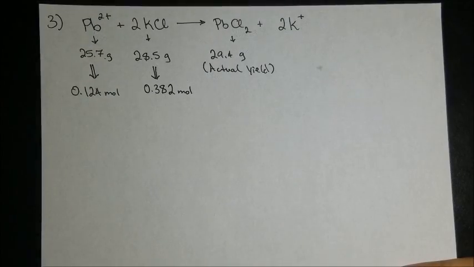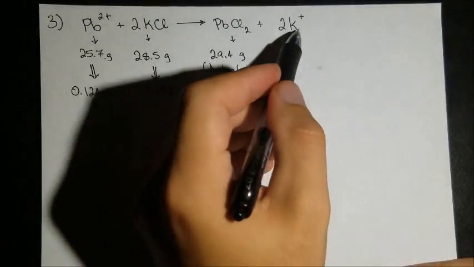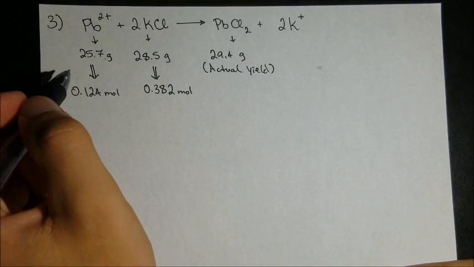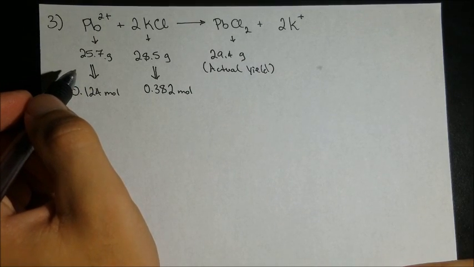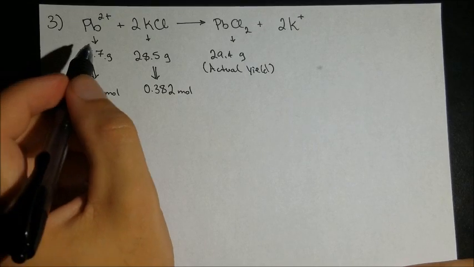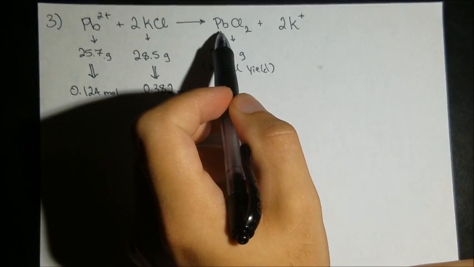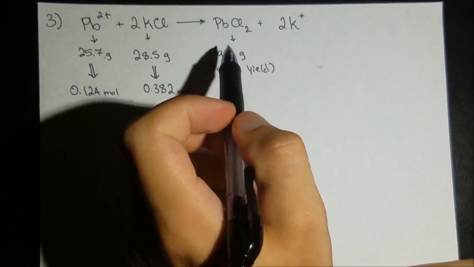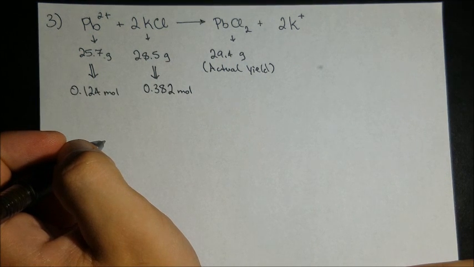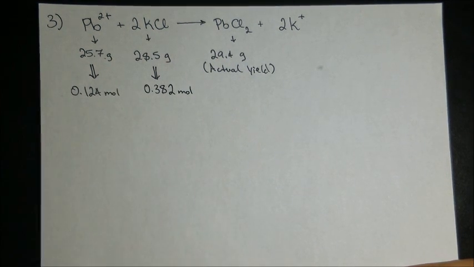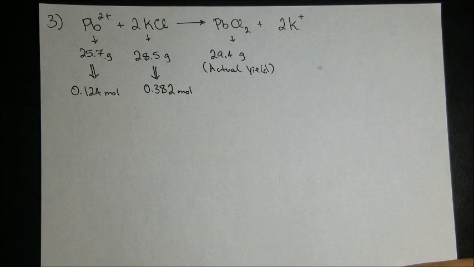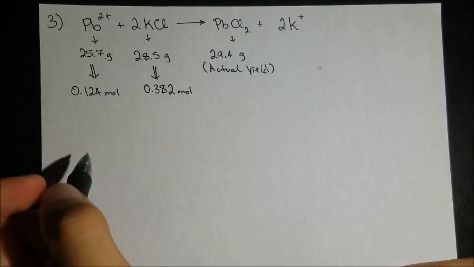Number 3 gives us this chemical equation here, and it's already balanced. And this kind of reaction is called a precipitation. The reason it's called that is because lead 2 chloride forms a solid. It's insoluble in water, so it precipitates out, and that's why we call it a precipitation.